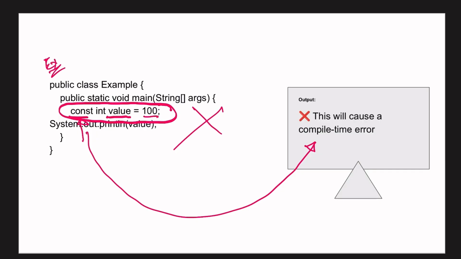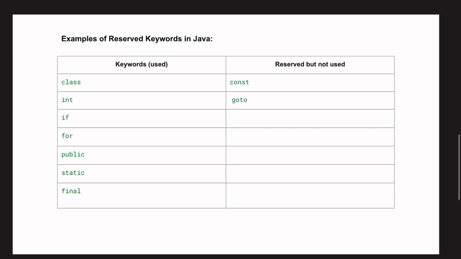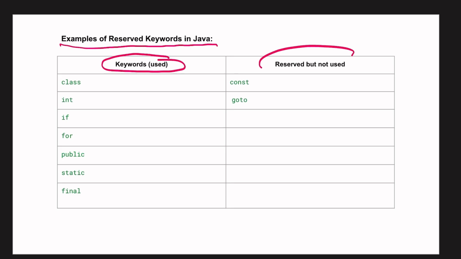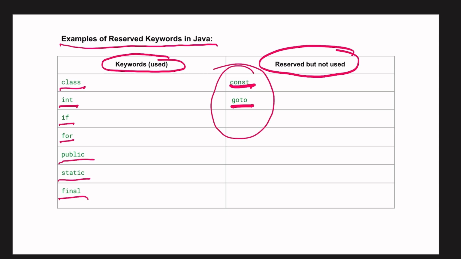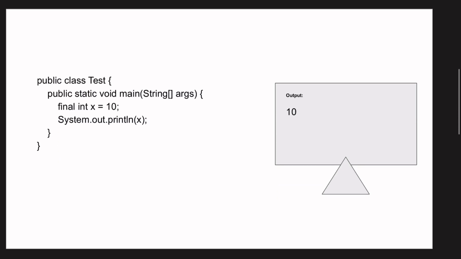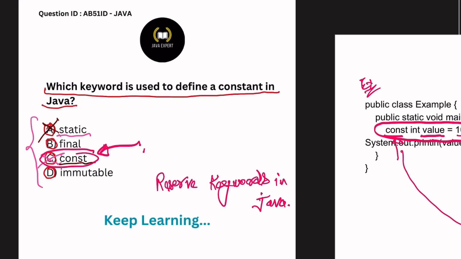Okay, just let me tell you how many reserved keywords are present in Java. I want to show you some so that you can understand if you encounter the same keyword again. So these are examples of reserved keywords in Java. This is the keyword name which we can use, and this is the keyword name which we can't use, like const and goto, we can't use in Java. So which keywords can we use? We can use class, int, if, for, public, static, final. These are the keywords which we can use, and these are the keywords which we can't use as variable names, method names, or class names. Okay, let me tell you one more thing before checking the final option.